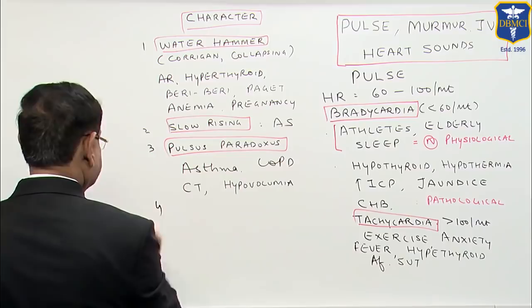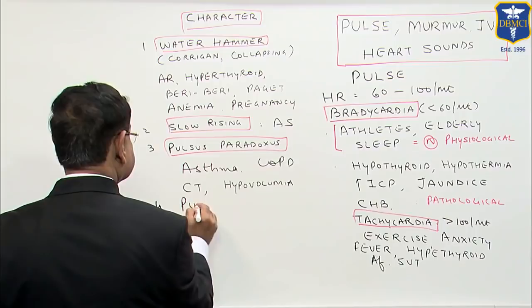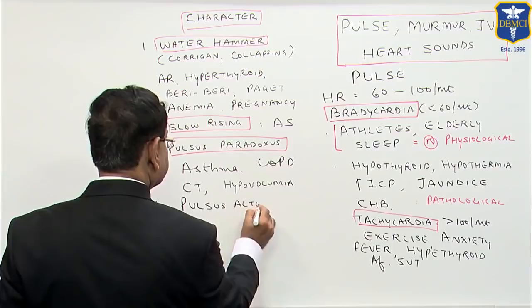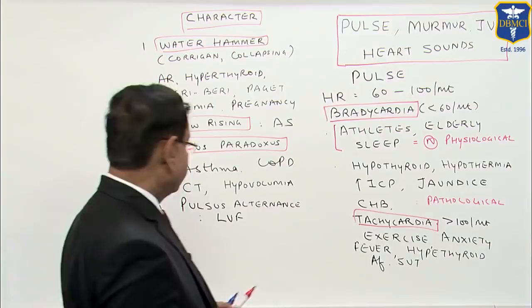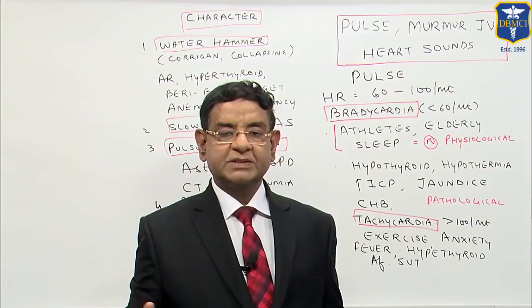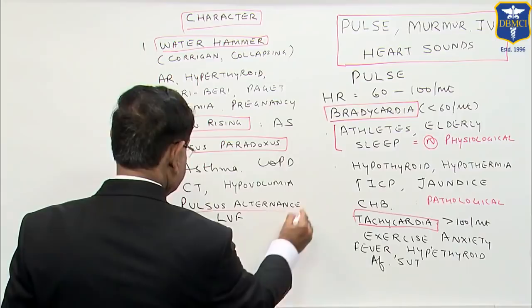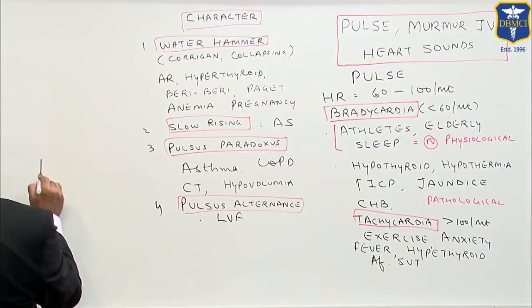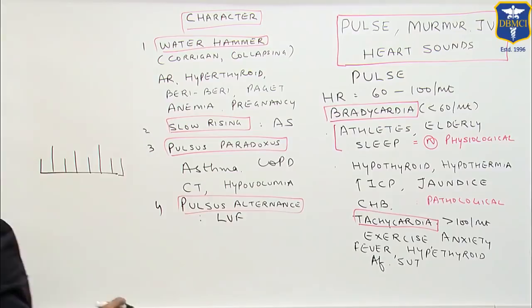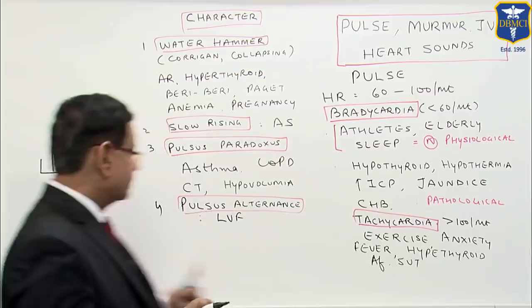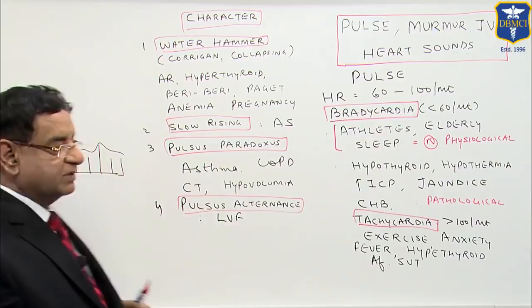Next, we have pulsus alternans. It is seen in severe left ventricle failure. Let me explain to you what you mean by pulsus alternans. In this, the pulse is coming at regular intervals, but when you are feeling the volumes, it is up and down. It is not constant, and this is what we call pulsus alternans.